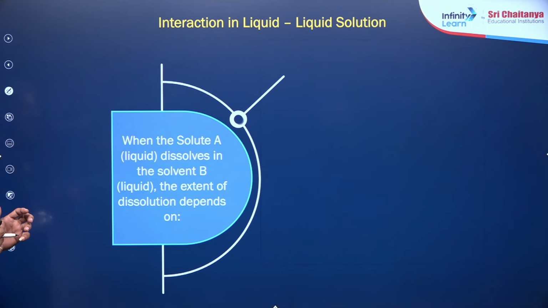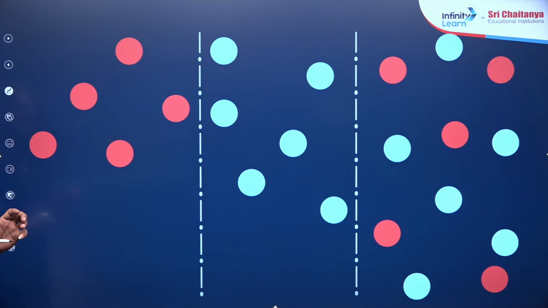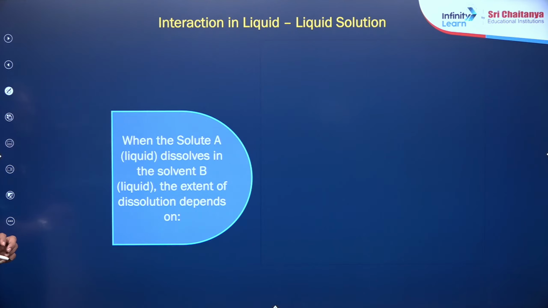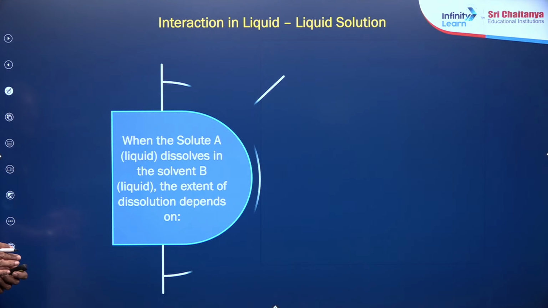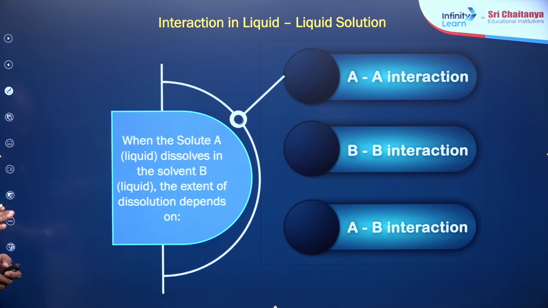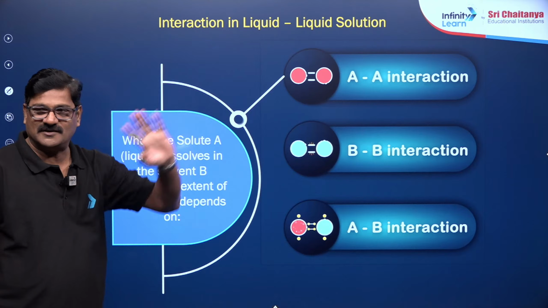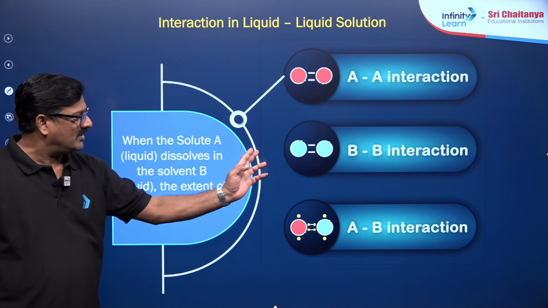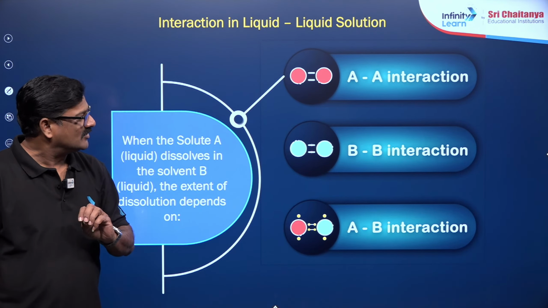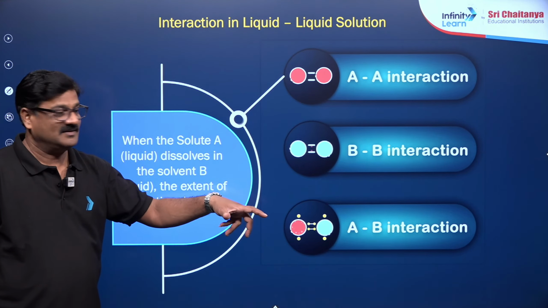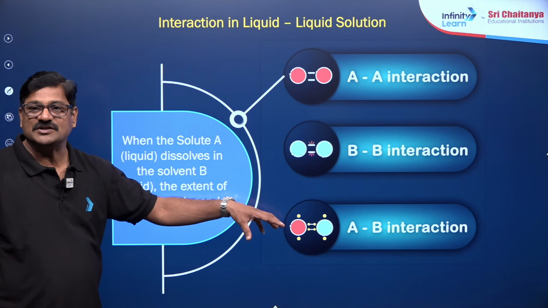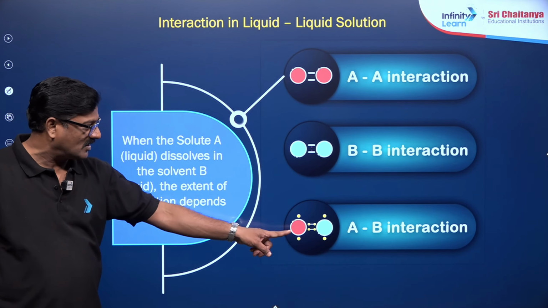Various factors: the A interaction, the B interaction, and the AB interaction. So A molecule and A molecule are interacting before you dissolve, and B molecule and B molecule are interacting. Once they mix together, A and B, it is a homogeneous mixture. Therefore, A and B should start interacting.